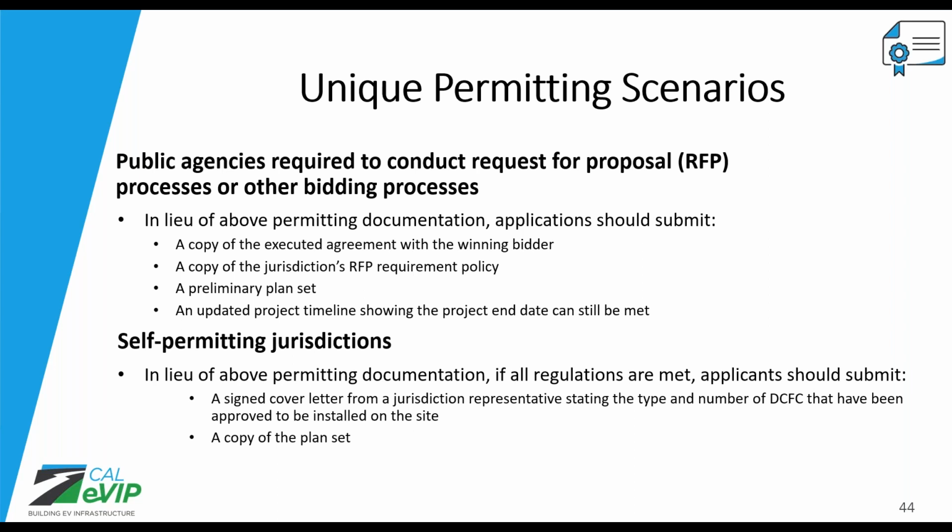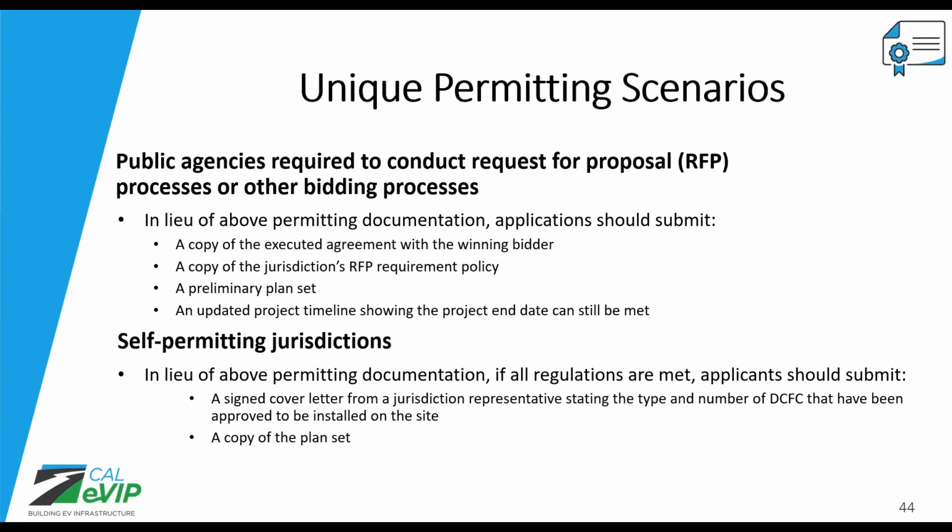Now, we are aware that there are a few unique permitting scenarios where your documents might not match the nice checklist that we provided a few slides ago. For example, if you operate in a public agency that's required to conduct a request for proposal or some other bidding process, instead of the permitting documentation that we reviewed a few slides ago, we're going to ask you to submit a copy of the executed agreement with the winning bidder, a copy of the RFP policy so we can verify that an RFP policy is in place, a copy of the preliminary plan set, and an updated project timeline, just verifying that despite the RFP process, you can still meet our project end date.